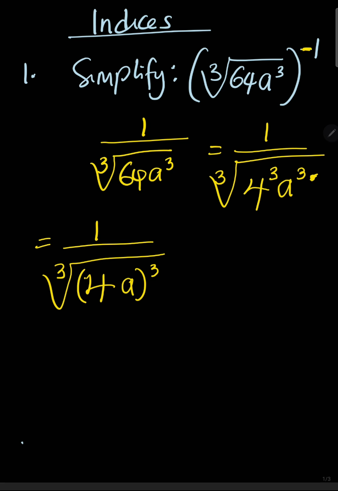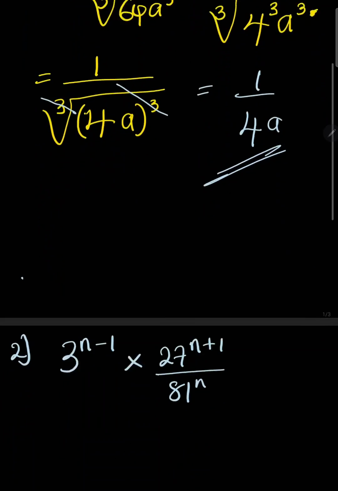So what do we do from here? This cube root and this power of 3, we cancel the cube root and the power, leaving us behind with just 1 over 4a. So this is the right answer, 1 over 4a. Okay, so let's take another one.